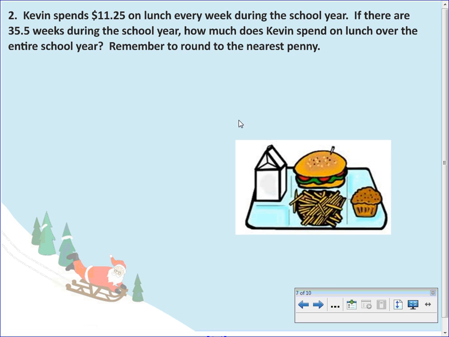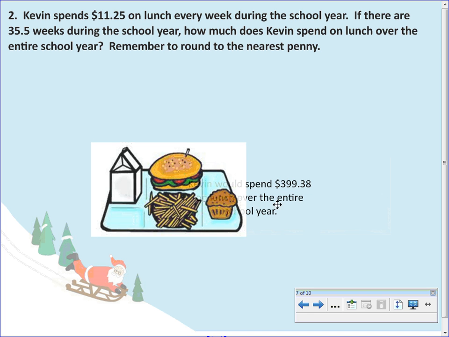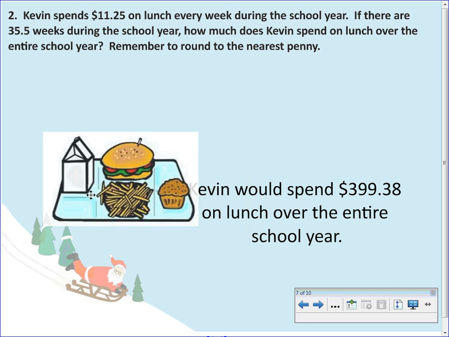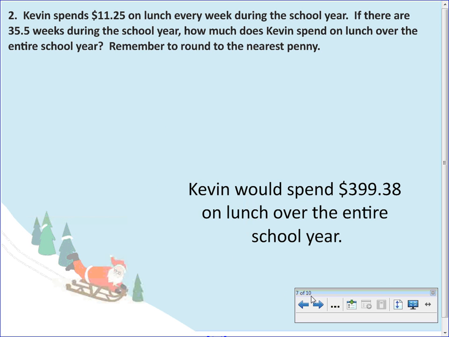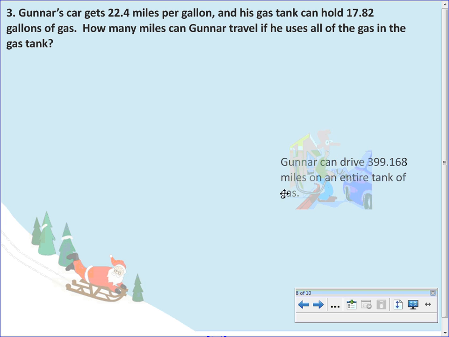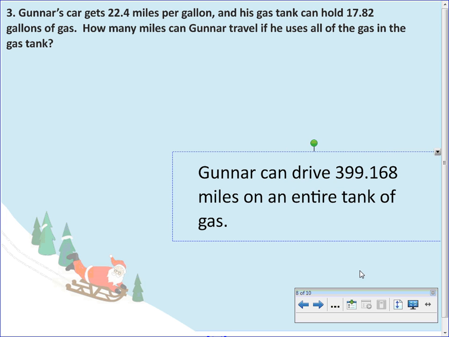Let's look at the next answer. Okay, Kevin spends $11.25 on lunch every day times 35.52. A nice complete sentence with a capital and a period for your answer. $399.38. All right, Gunner, he's got gas. And he can drive 399.168 miles.